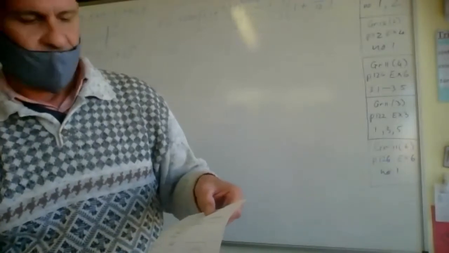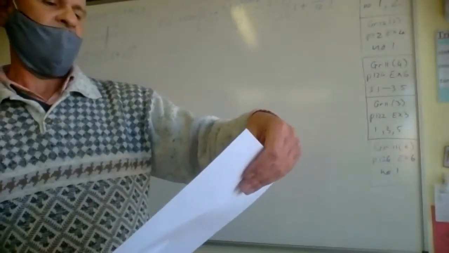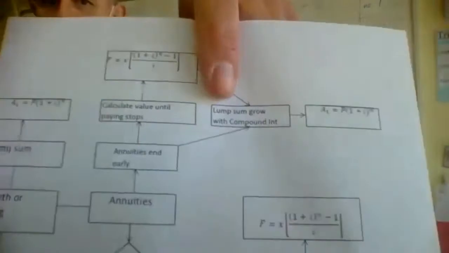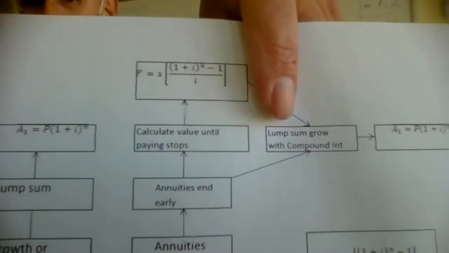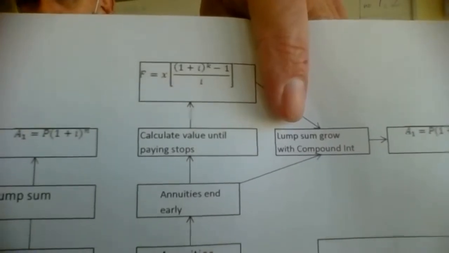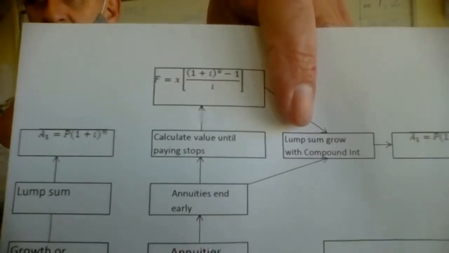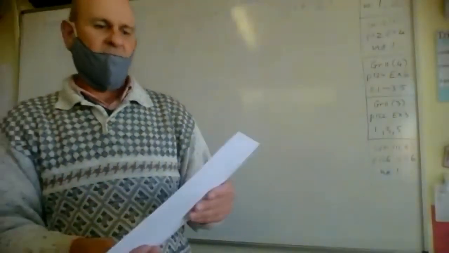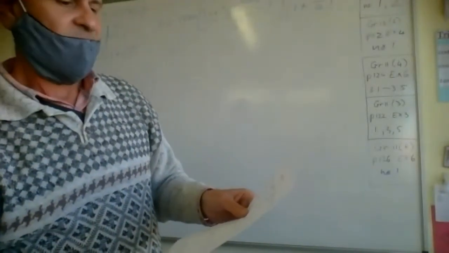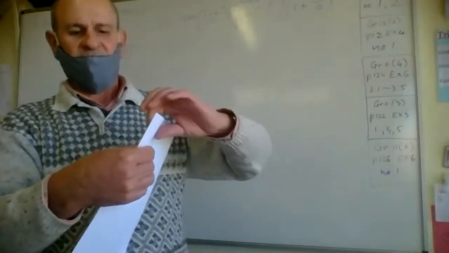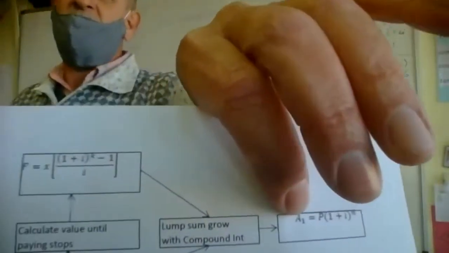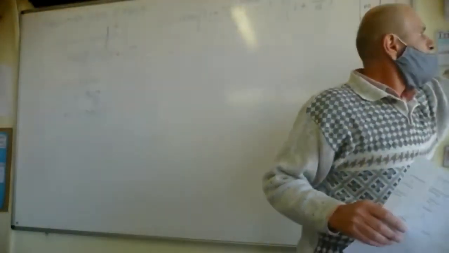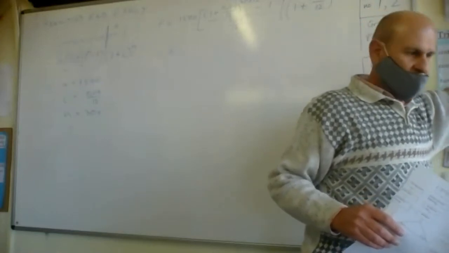And then number 4, lump sum grows with compound interest. And then number 5, block number 5, write in there A equals P bracket 1 plus i to the power of n, meaning this one over here. Your compound interest formula.